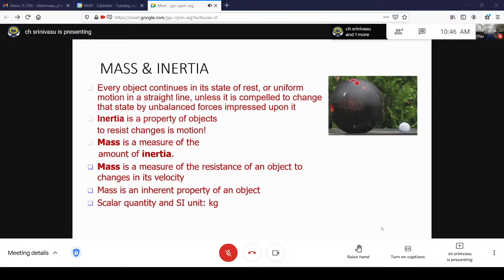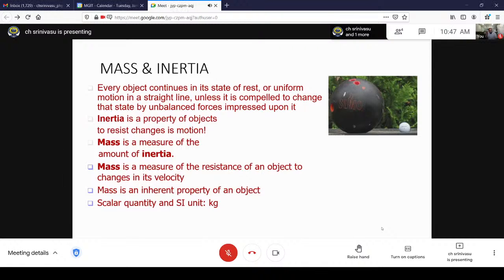Now, mass and inertia. Every object continues in its state of rest or uniform motion in a straight line, unless it is compelled to change its state by unbalanced forces impressed upon it. Inertia is a property of an object to resist the change in motion. Mass is a measure of the amount of inertia, a measure of resistance of the object to changes in its velocity.